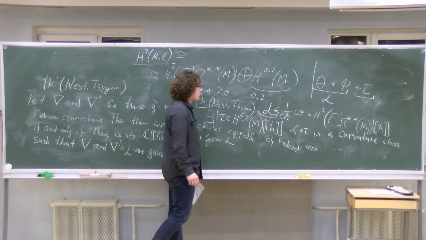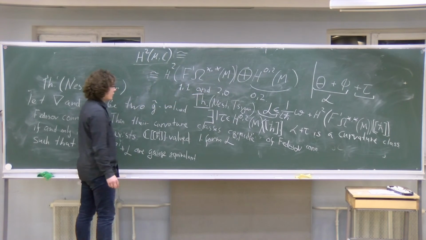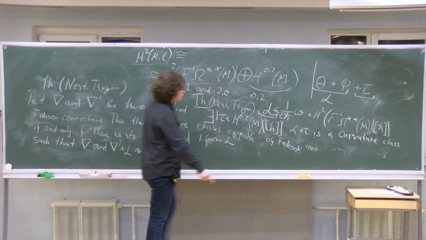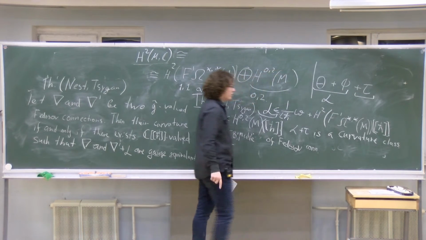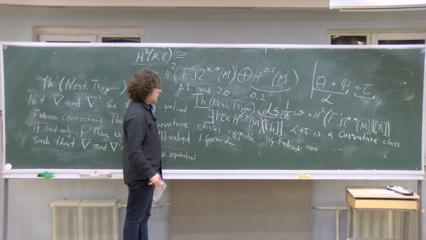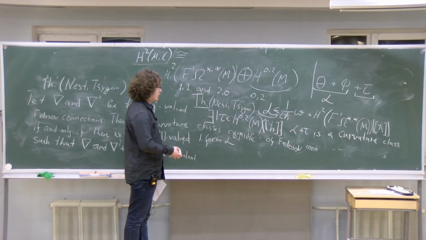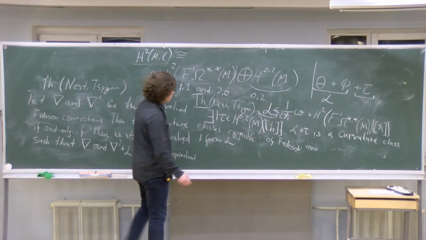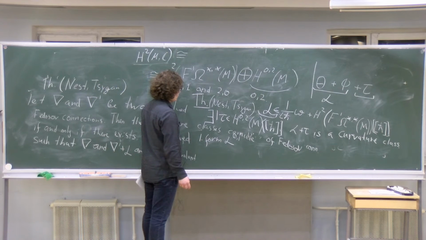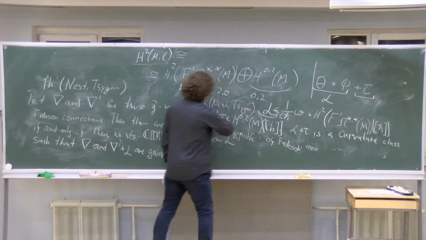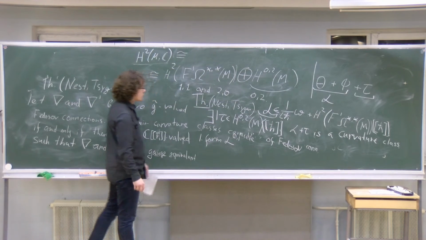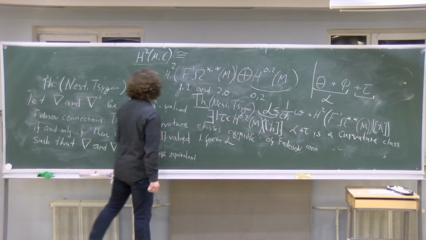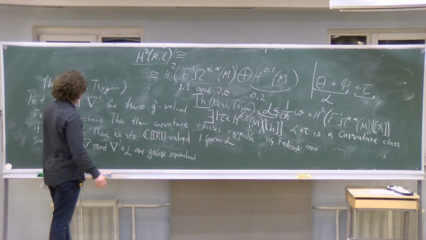So we cannot arbitrarily choose a class from here, but we need to choose a class from here, and this class will classify our connections, and it will define the class from H02.